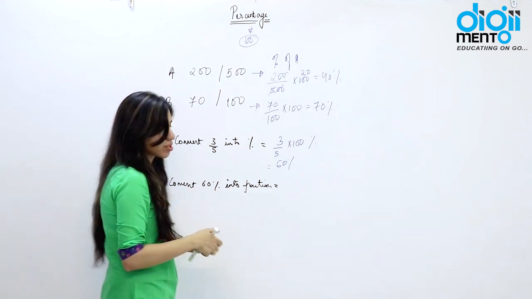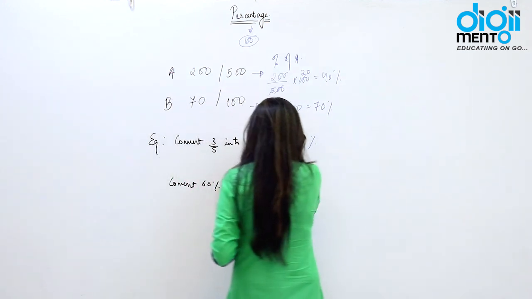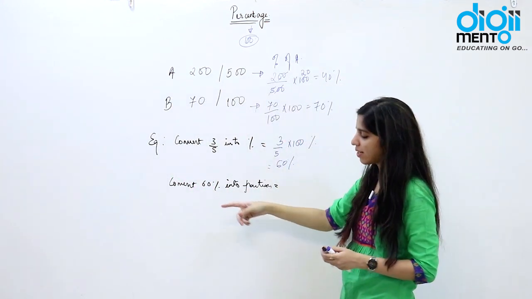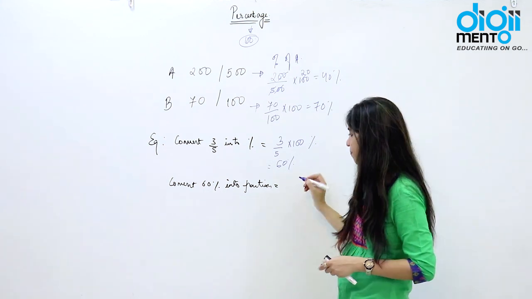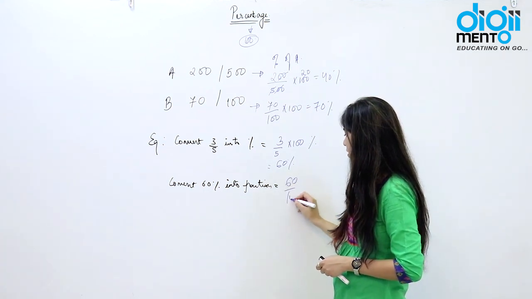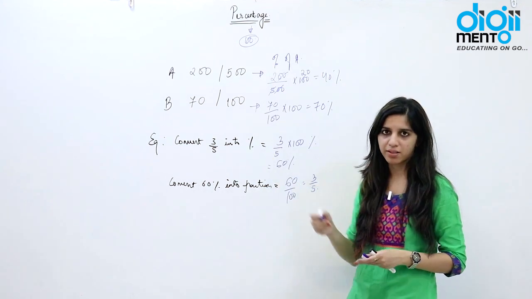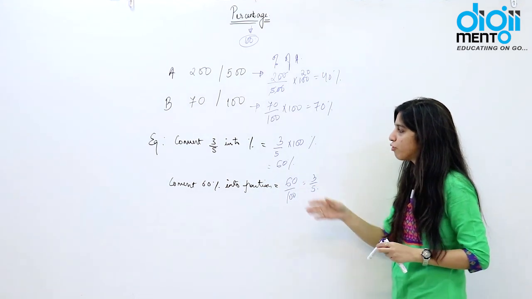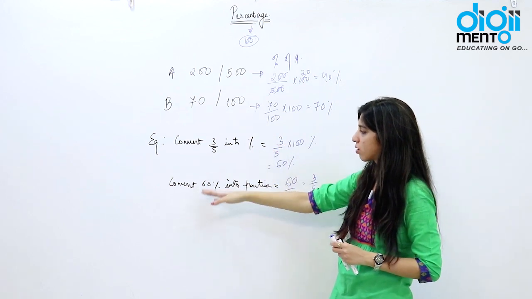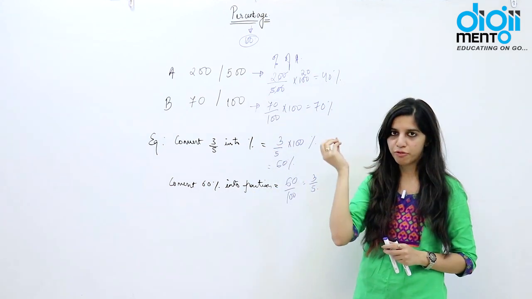So what do you do? Just reverse the procedure. You remove this percentage sign and divide the number by 100. Fine. So this is going to be 60 by 100 or 3 by 5. Right, you have got back the same fraction. So this is how you find percentage of a fraction or convert percentage back into fraction.